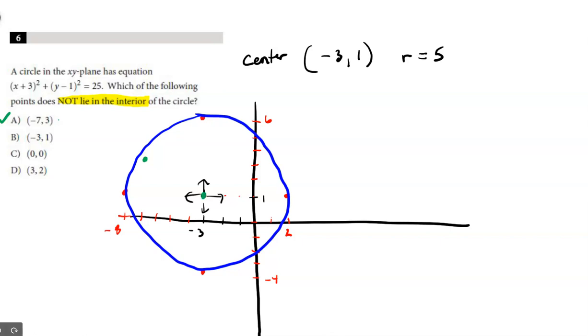-3, 1, well, that lives inside. That's the center. 0, 0 looks good, so I'm getting kind of nervous. 3, 2, there we are. 3, 2, chilling out here, does not lie in the interior. So the correct answer is D.